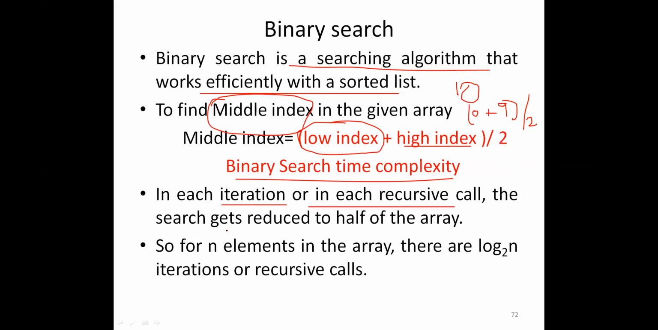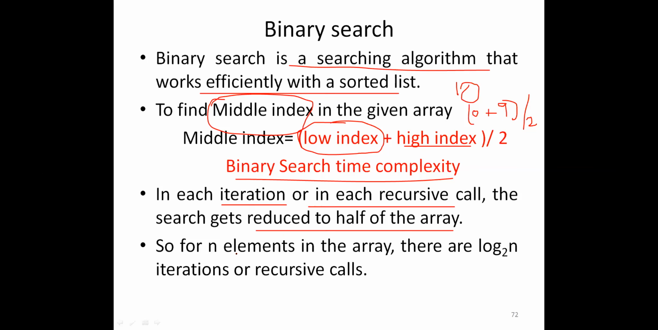Okay, the search gets reduced to half of the array. Either we are going to traverse towards the left side or towards the right side. Either of the ends only, we are going to start, either towards the extreme left or the extreme right. So ultimately we are reducing the size of the array to half. The searching space is reduced to half of the elements in the array. We have seen this in the binary search tree, explained clearly. The same thing is followed here.